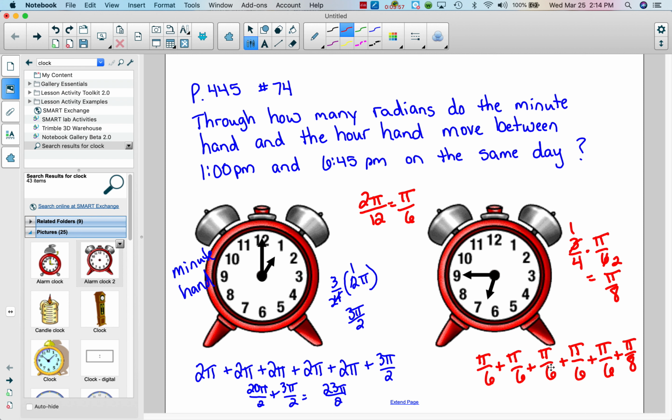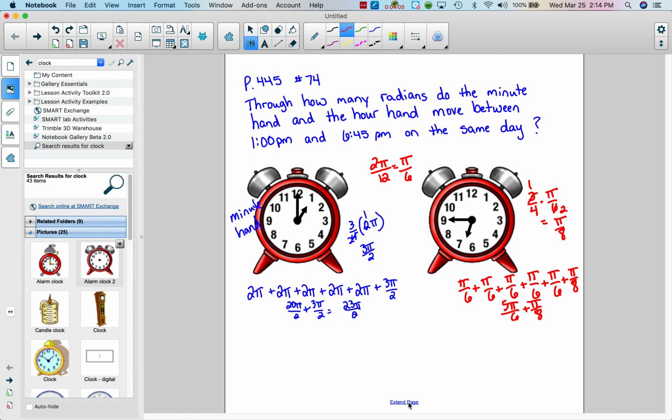So we have 1, 2, 3, 4, 5 pi over 6 plus pi over 8. Common denominator, a little practice with fractions. Our common denominator would be 24. If I multiply this one by 4 over 4 and this by 3 over 3, I get 20 pi over 24 plus 3 pi over 24. So we get 23 pi over 24.